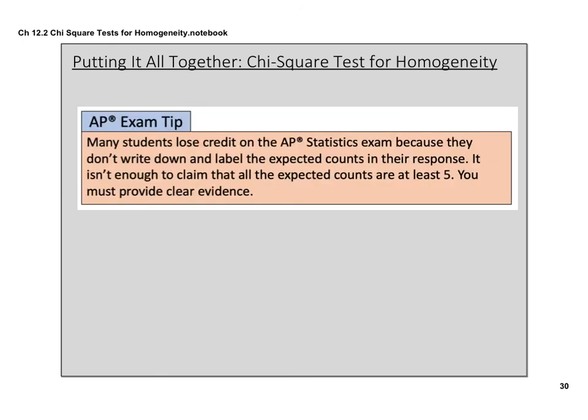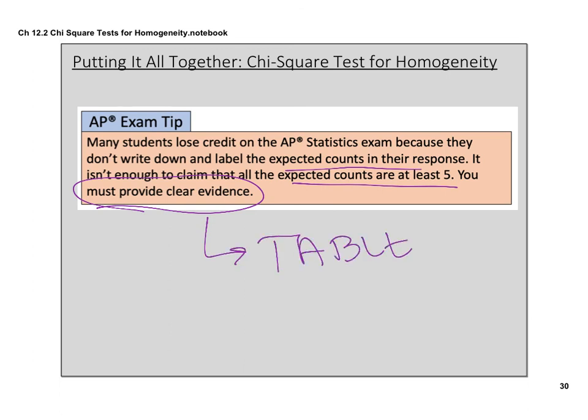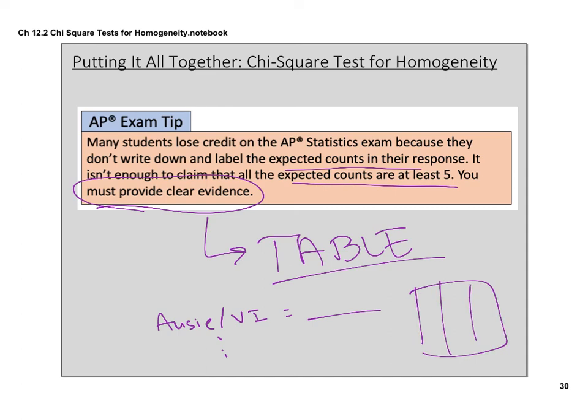Here's our last AP exam tip for today. Many students lose credit on the AP exam because they don't write down and label the expected counts in their response. It isn't enough to claim that all expected counts are at least 5. You must provide clear evidence. So that's where I said, make the table. If you're not going to make a table, then you got to list them out. I see. And very important, equals blah, which to me sounds awful if I'm going to go through and make a list. So instead, you're going to make the table.